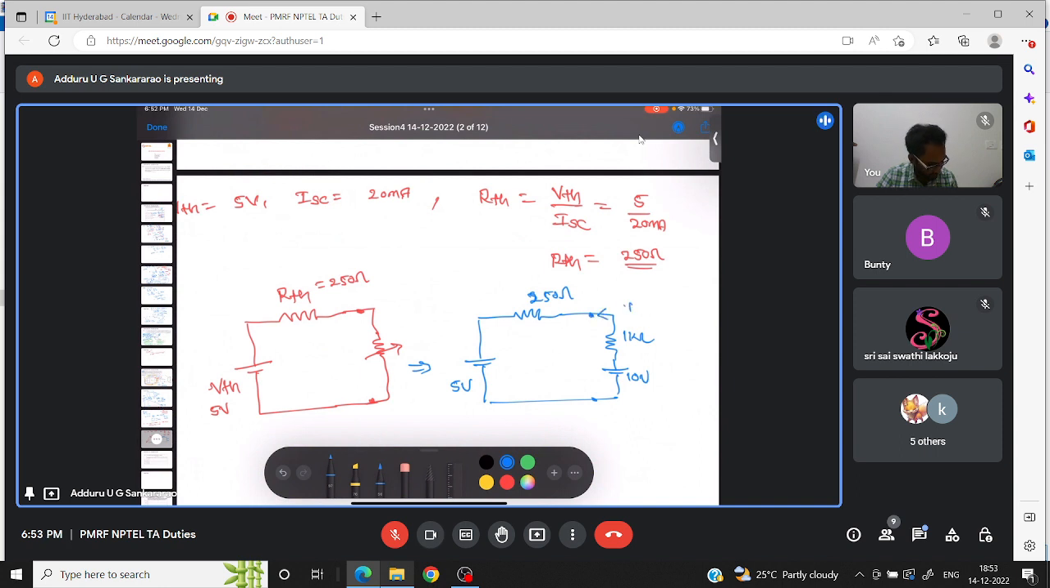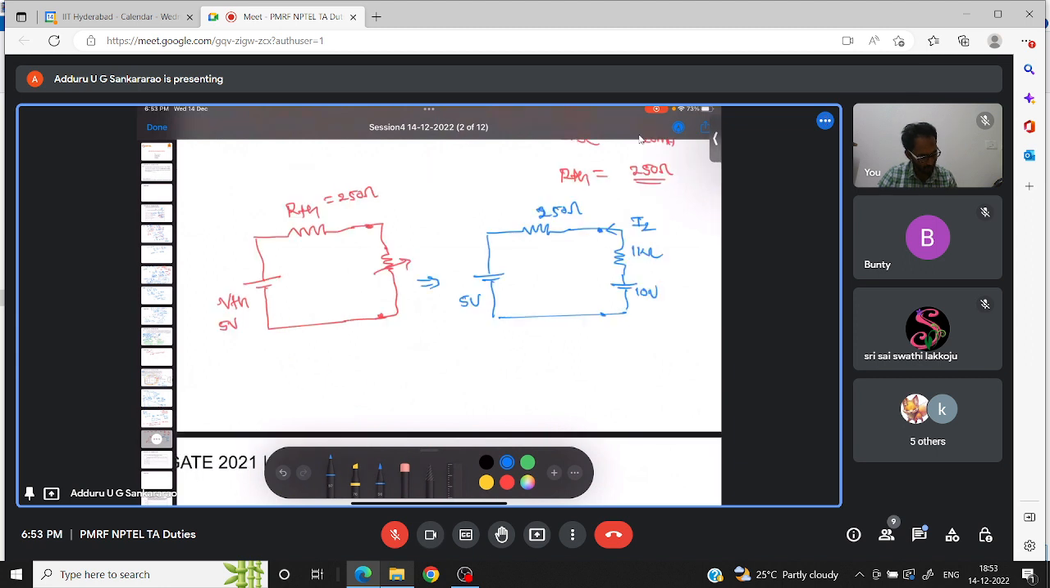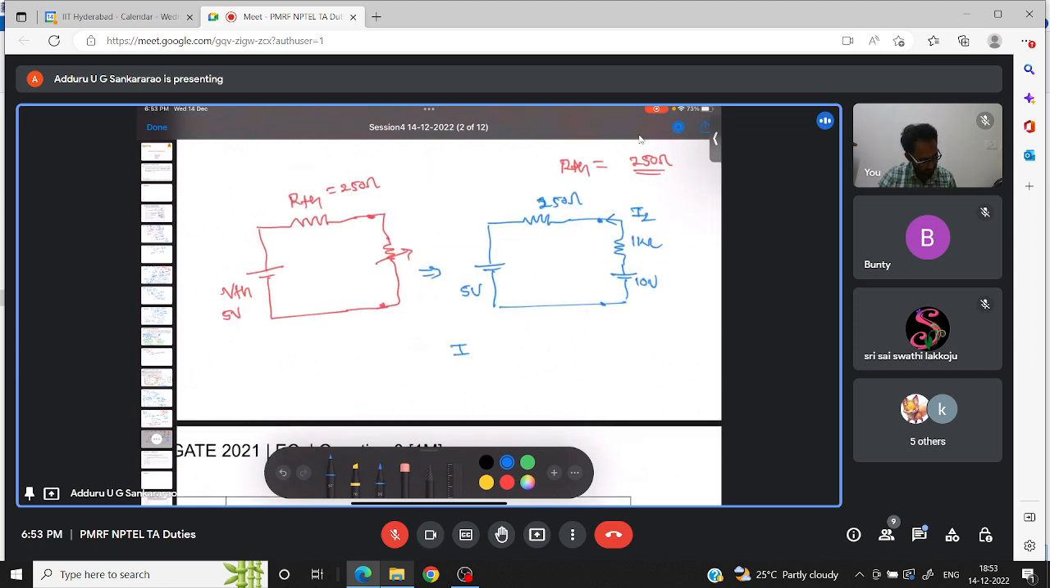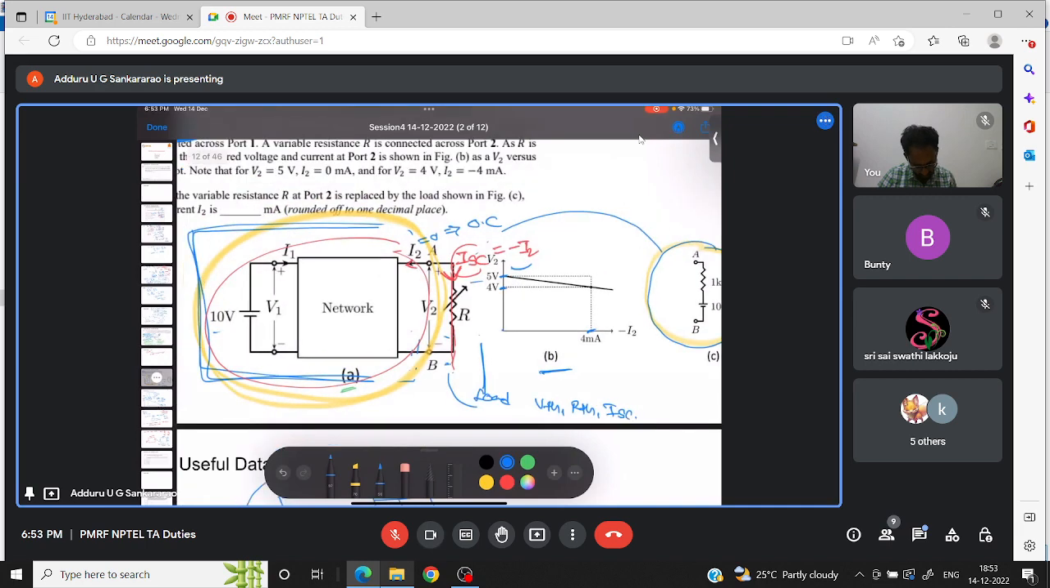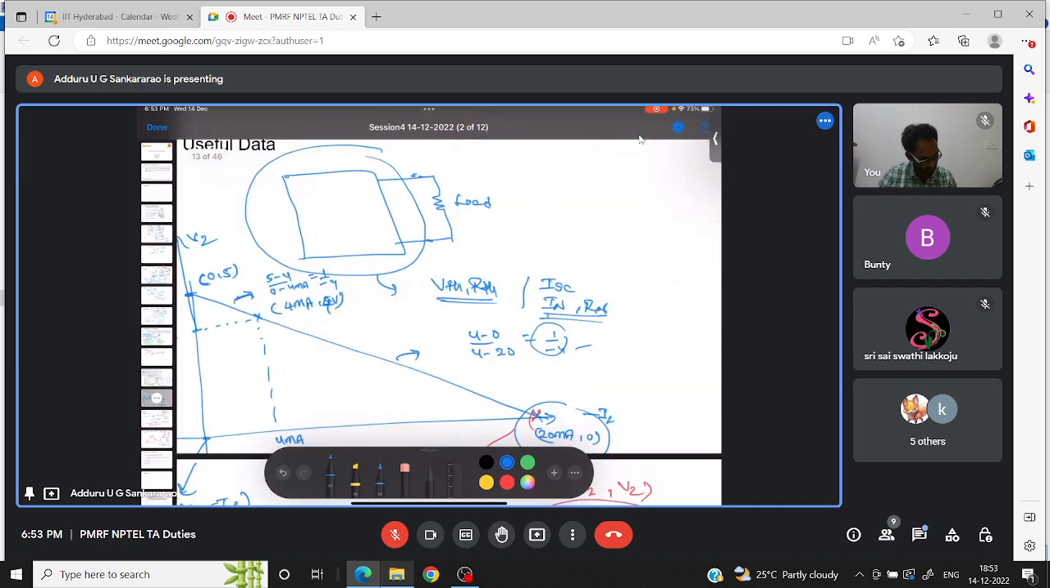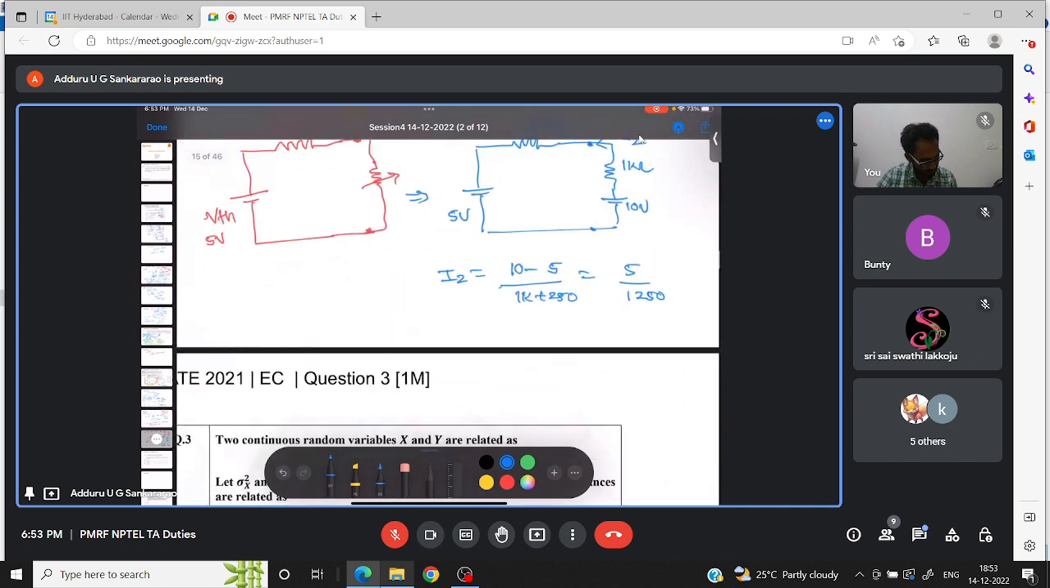So they have given I2 as this one, right? Entering current from port 2. And now what is I2? Simply we can find out: the potential difference is 10 minus 5, and the total resistance is 1k plus 250. So it is 5 by 1250. They are asking in milliamps, right? So it is 4 milliamperes.